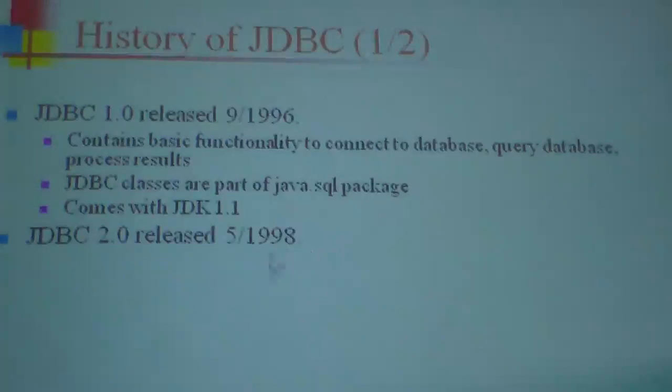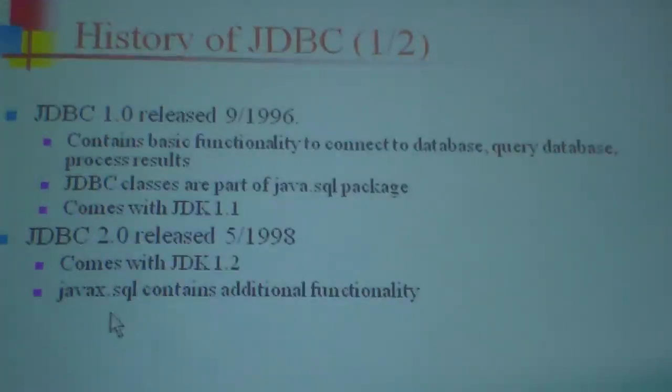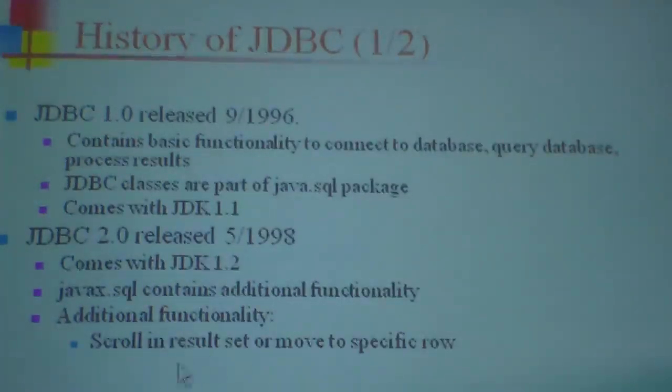In '99, version 2.0 comes, which we can see came with JDK 1.2 and also Java, they developed JavaX. JavaX, we said, is also a library which has many new things. It adds to this package and contains additional functionality. Additional functionality looks like scrolling, or scroll.